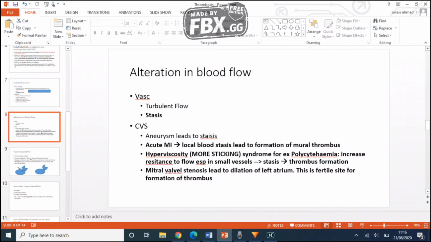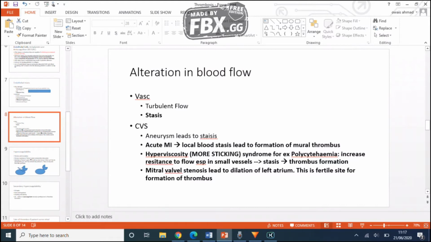In cardiovascular conditions we can speak about hypertrophic aneurysms leading to stasis. There can be acute myocardial infarction, again stasis, and hyperviscosity, for example polycythemia: increased resistance to flow, stasis, and thrombus formation. Mitral valve stenosis leads to dilation of the left atrium. So let's read this again. Alteration of blood flow, how can that happen? Either you're becoming slow or you're becoming rough: stasis and turbulence. Then we're going to lead to our cardiovascular.